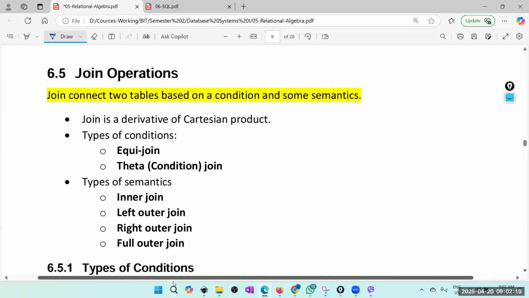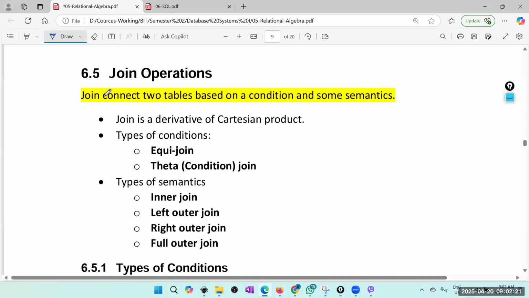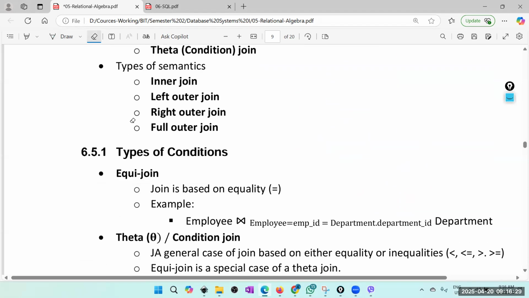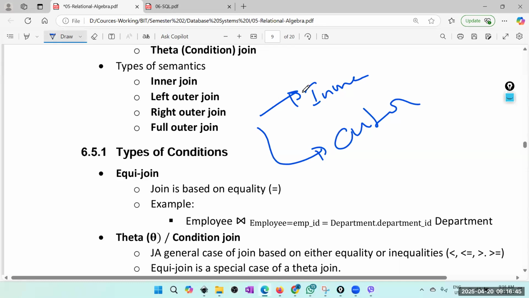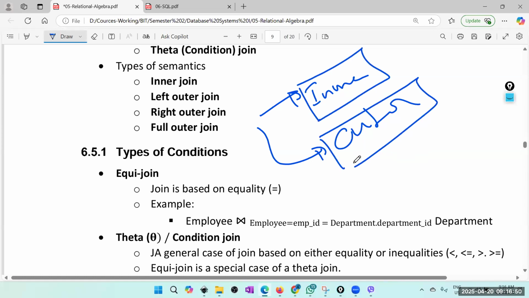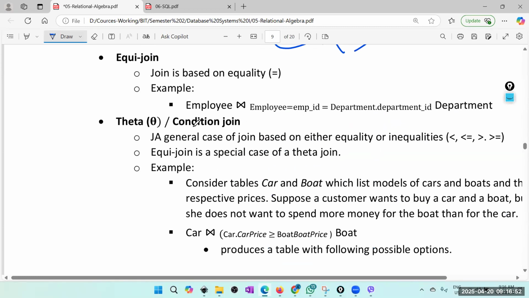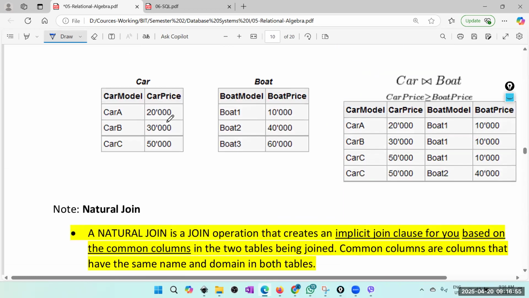Right. So now we move on to our next set of operations, join operations. We can identify two join operations. One is inner join, the other one is outer join. First, I will explain what inner join is. Then I will explain what outer join is. I will come back to theta join and equijoins later.